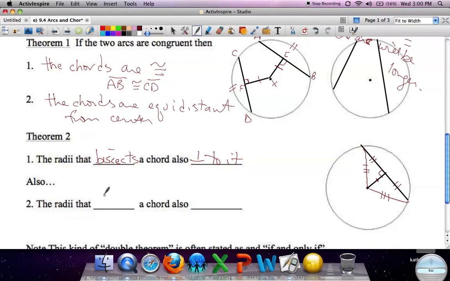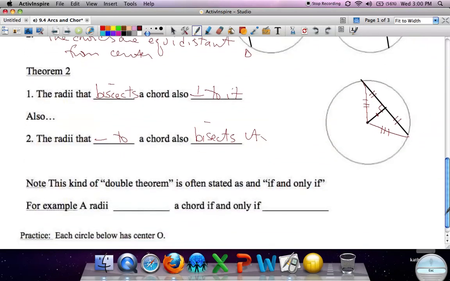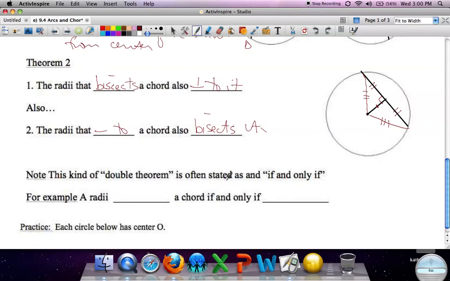And the converse is true too. The radii that is perpendicular to a chord also bisects it. So this is also often stated as an if and only if. A radii bisects a chord if and only if it's perpendicular to it.